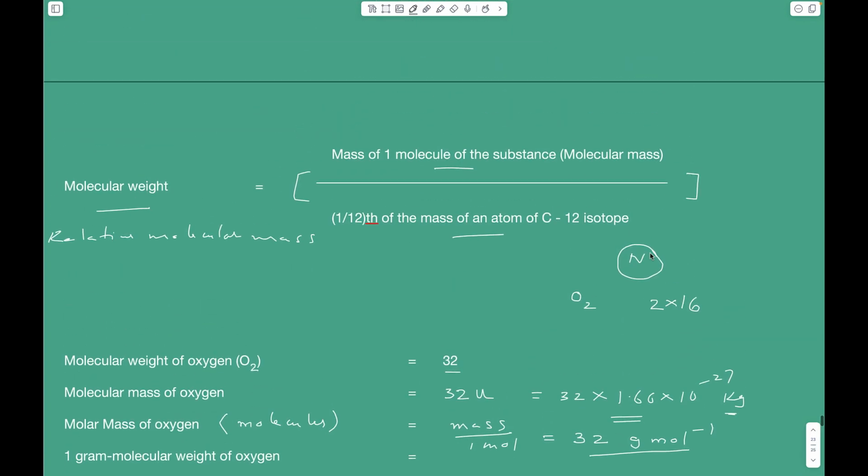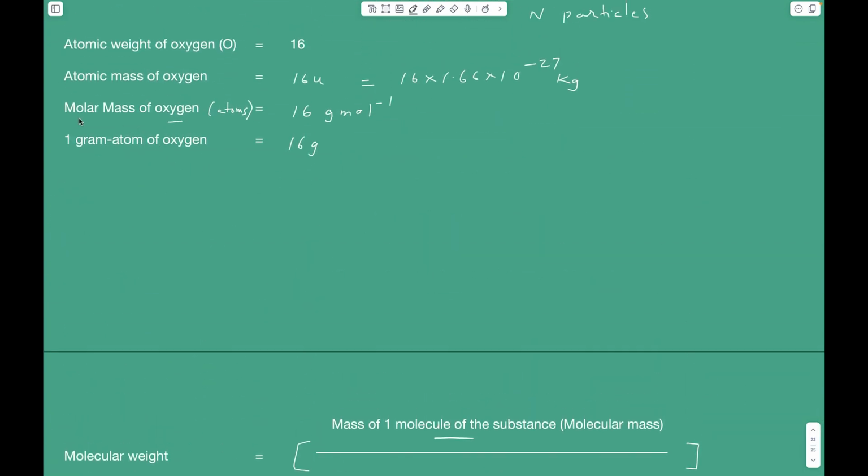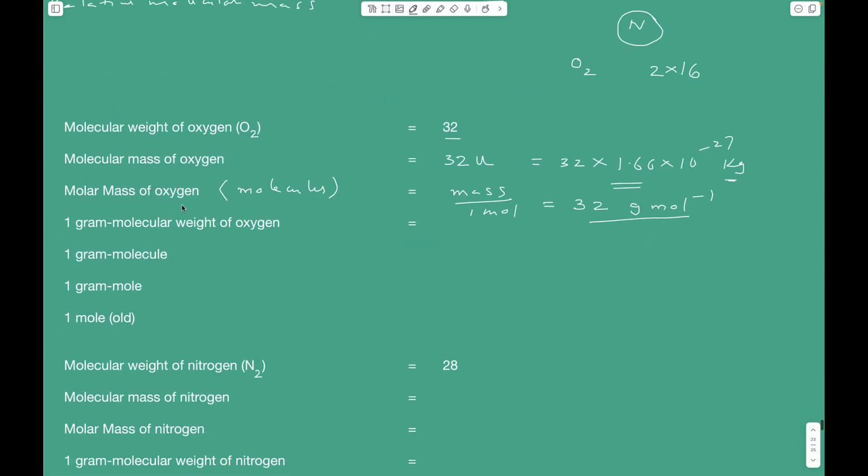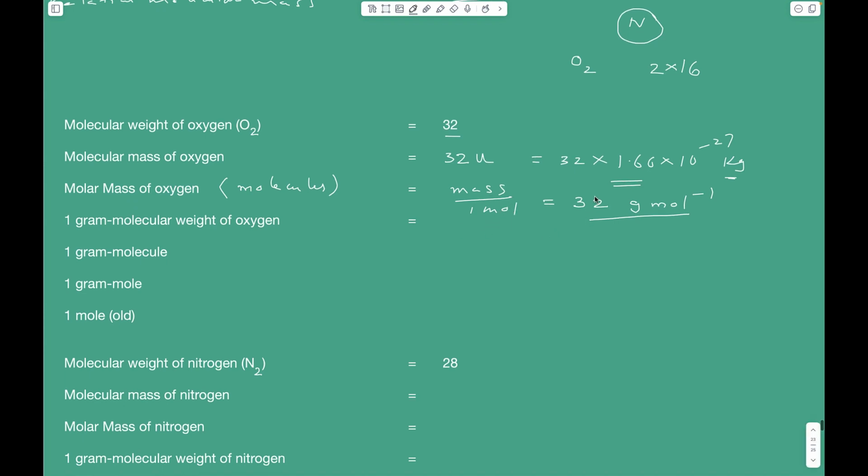Now notice the difference here. Molar mass of oxygen atoms is 16 grams per mole. That is mass of oxygen per 1 mole of oxygen that is composed of oxygen atoms. Whereas this is molar mass of oxygen that is composed of molecules, mass per 1 mole of oxygen that is composed of oxygen molecules, so it will be 32 grams.